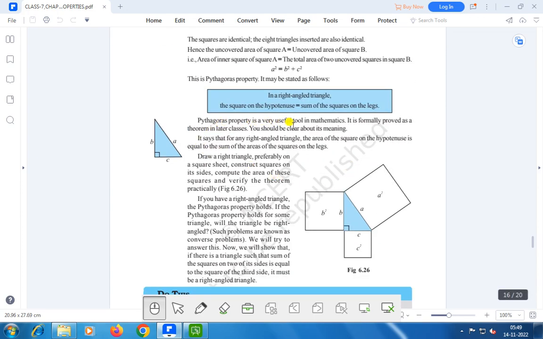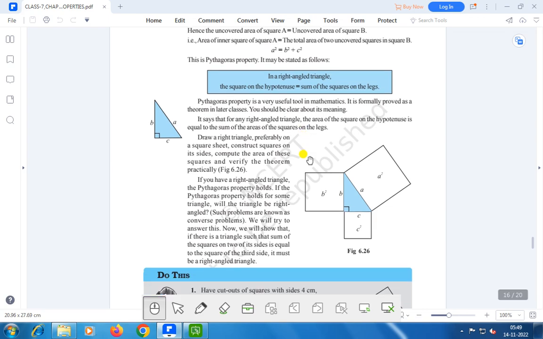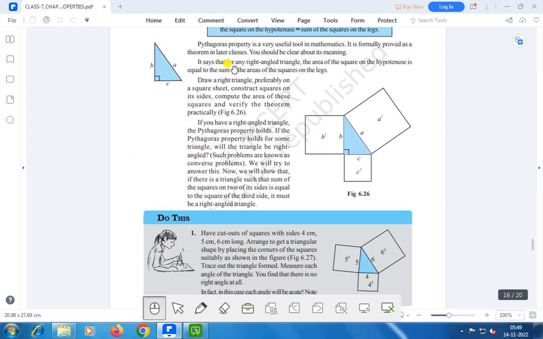Pythagoras property is a very useful tool in mathematics. It is formally proved as a theorem in later classes. You should be clear about its meaning. It says that for any right angle triangle, the area of the square on the hypotenuse is equal to the sum of the areas of the squares on the legs. Draw a right angle triangle, preferably on a square sheet, construct squares on its sides, compute the area of these squares and verify the theorem practically.